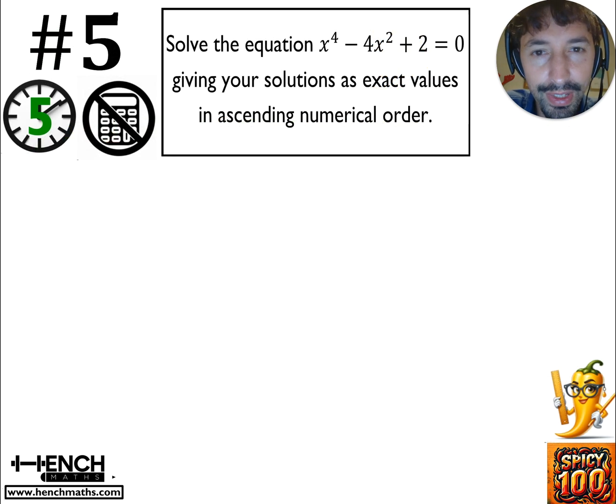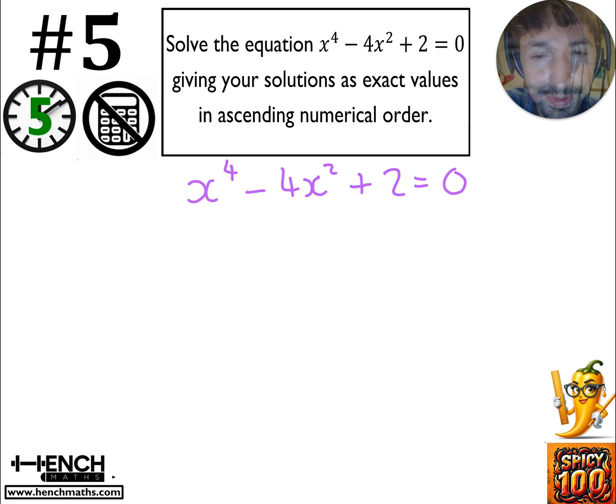In this example, we have what's called a quartic equation. It's got x to the power of 4 in it. But with a simple substitution, we can turn this into a quadratic. I often call these related quadratics. So in our equation we have x to the power of 4 subtract 4x squared plus 2. It looks a bit like a quadratic, but not quite.